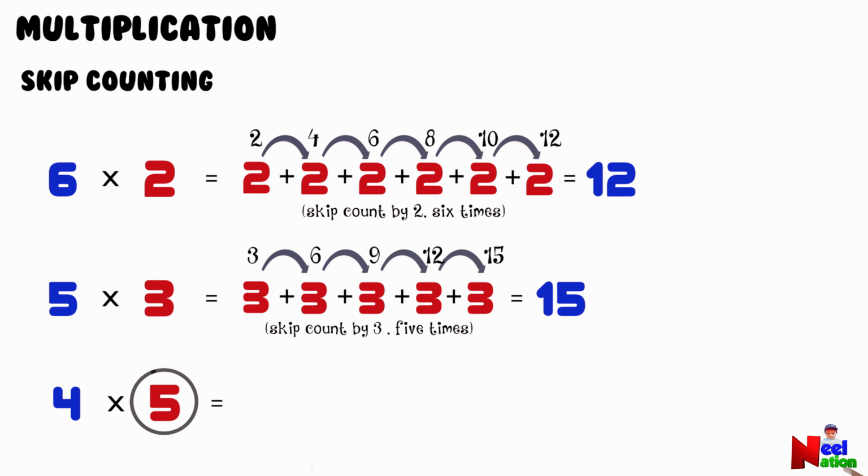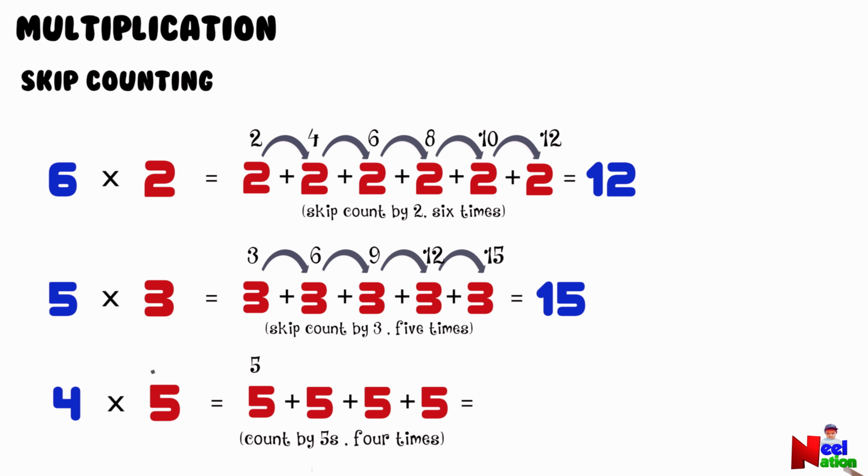Now, let's try 4 times 5. This means adding 5 4 times or 4 groups of 5. Let's add them. Counting by 5's makes it even easier. Skip count by 5 4 times. 5, 10, 15, 20. And we get 20.